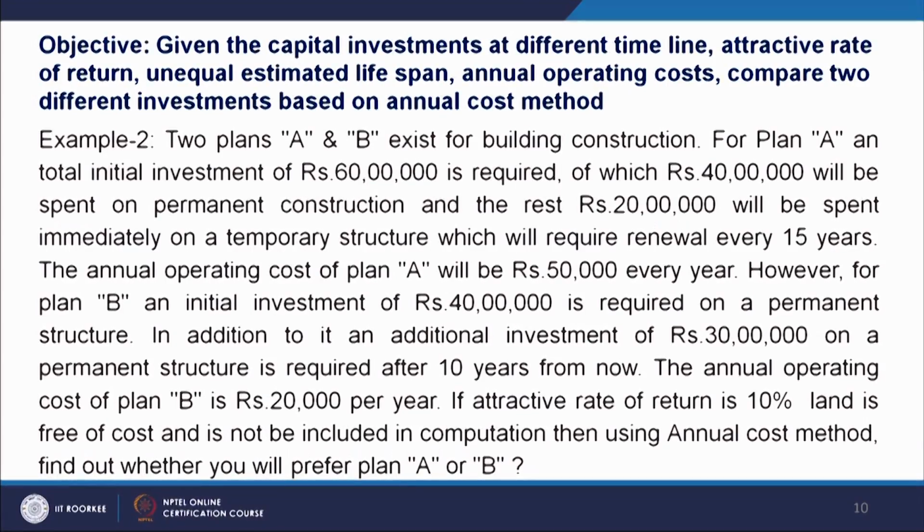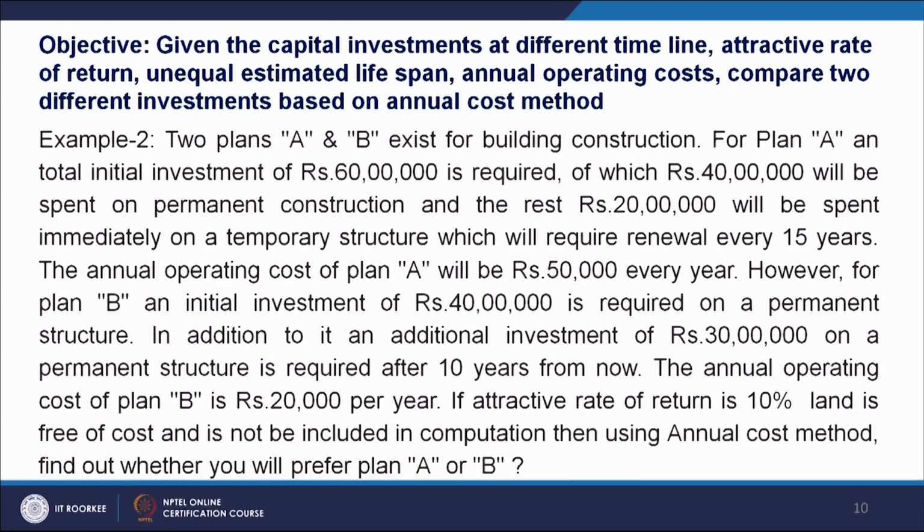And the rest 20,000 will be spent immediately on a temporary structure which will require renewal every 15 years. The annual operating cost of plan A will be 50,000 every year.